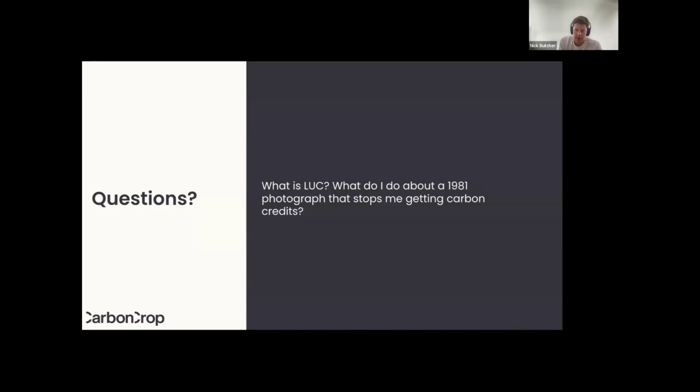And then the second part of the question, what do I do about a 1981 photograph that stops me getting carbon credits? My interpretation of that is, what do I do about evidence that suggests that my forest is pre-1990 forest and that's stopping me from getting it registered as post-89 forest? The short answer is that it's very difficult under the current framework. You probably can't do much about it unless you have compelling evidence to the contrary that shows that whatever's in that photograph was not forest and that your forest is actually post-89 forest and that you can register it in the ETS.